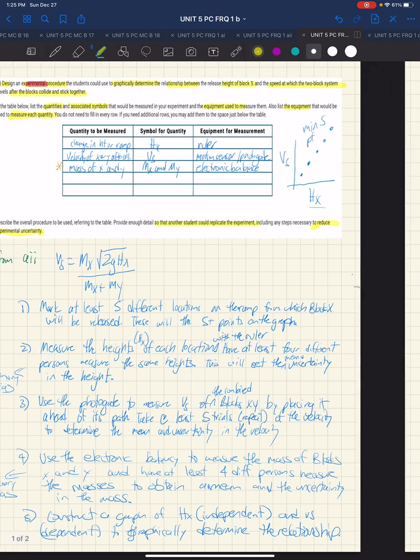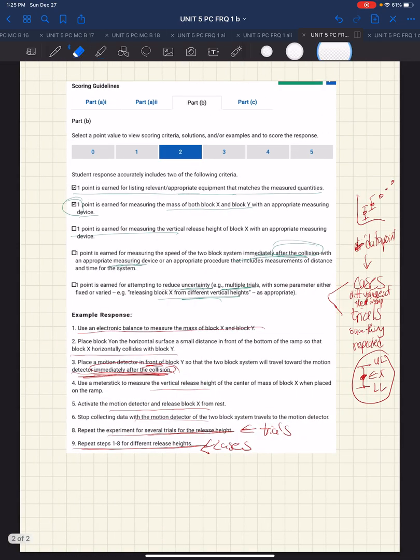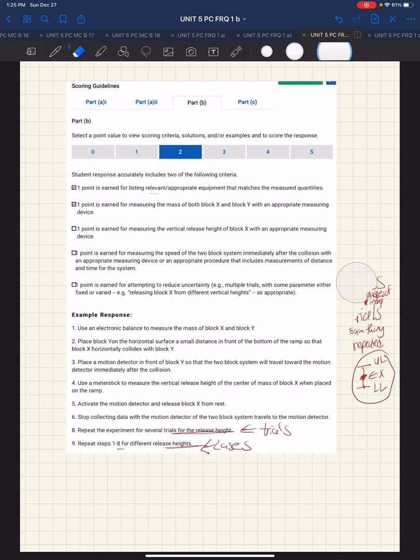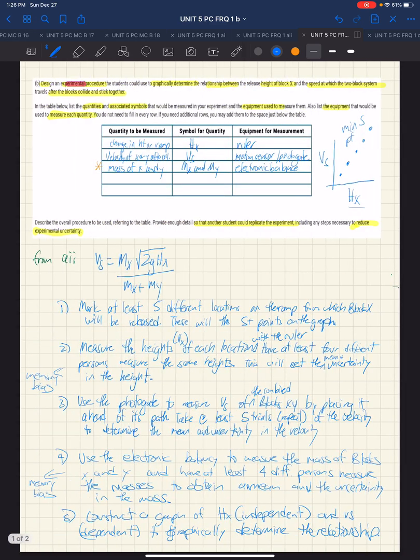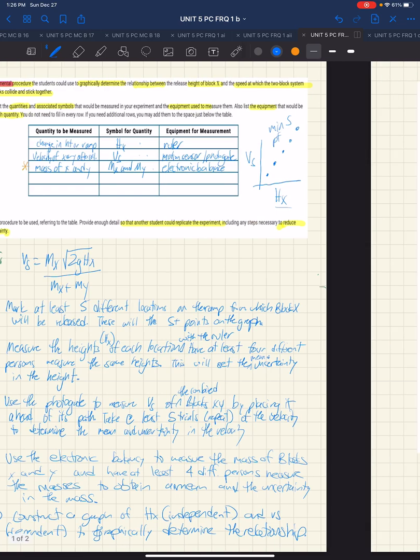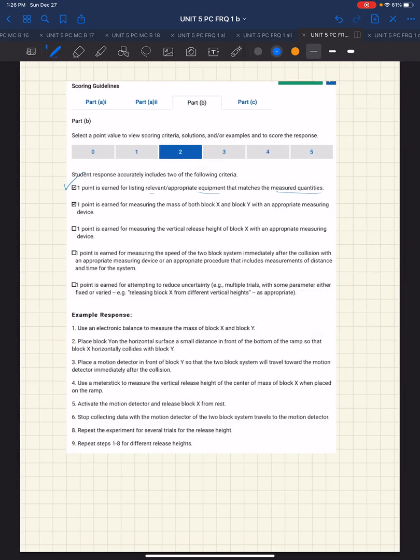Let's take a look at the scoring guide. So the scoring guide says 1 point is earned for listing relevant equipment that matches the measured quantities. So what they're looking for there is that whenever we have a quantity, the device, the equipment, is appropriate for that. So if any of them is incorrect, we wouldn't get that point.